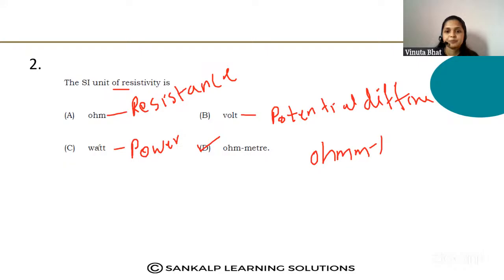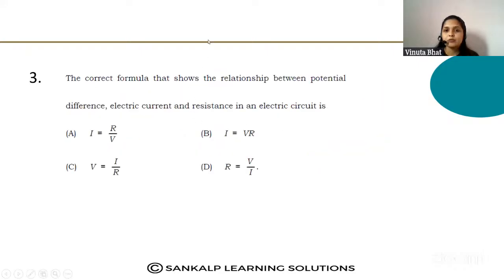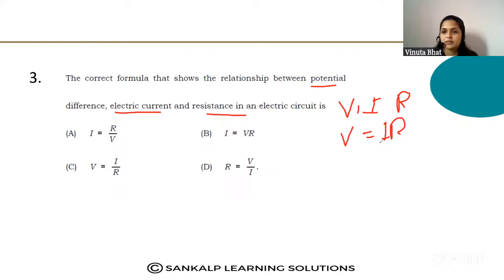Next question. The correct formula that shows the relationship between potential difference, electric current and resistance in an electric circuit is: here the potential difference is V, the electric current is I, and the resistance is R. So the formula is V is equal to IR. This is the general formula we use for the relationship between potential difference, electric current and resistance.